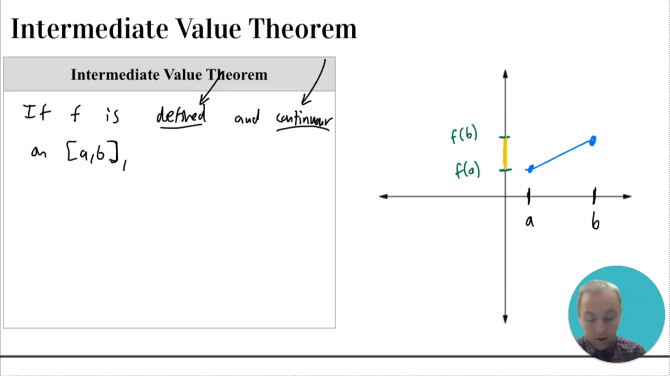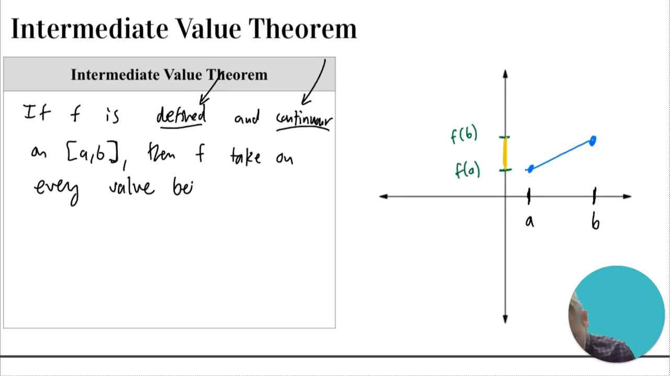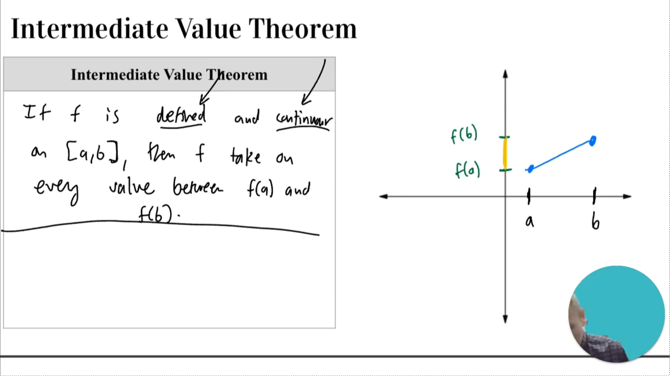So basically, as long as f is defined and continuous on A to B, then f is going to be able to take on every single value. When we say value, we're assuming the function value, the output value, every value between f of a and f of b. Okay? So that's one way of stating the intermediate value theorem. We sometimes might just call it the IVT for short. So we could put this in other words.